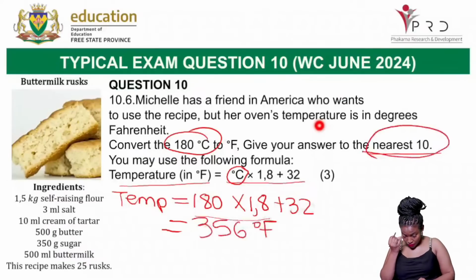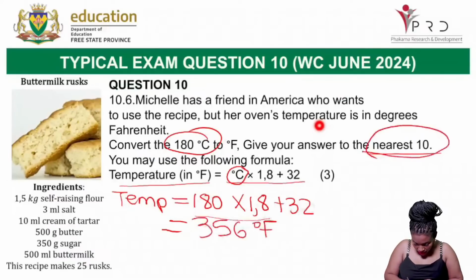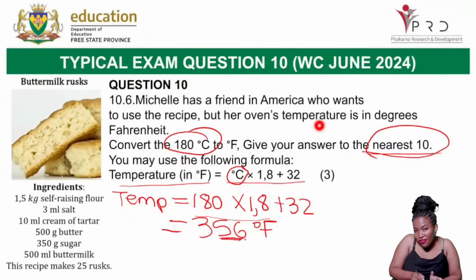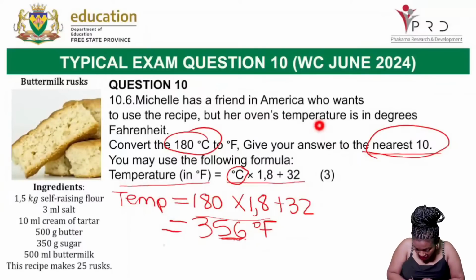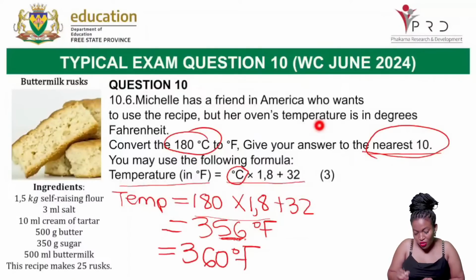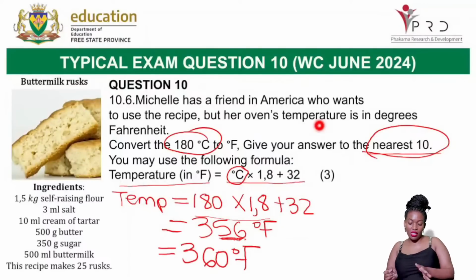So in this case, we have 356. So you look at the 56 and you ask yourself, 56, is it nearer to 50 or is it nearer to 60? I think this one is clear. It is actually nearer to 60. So the answer will be 360 degrees Fahrenheit. So this is how you do your rounding.